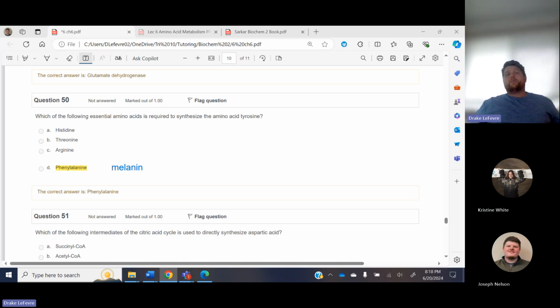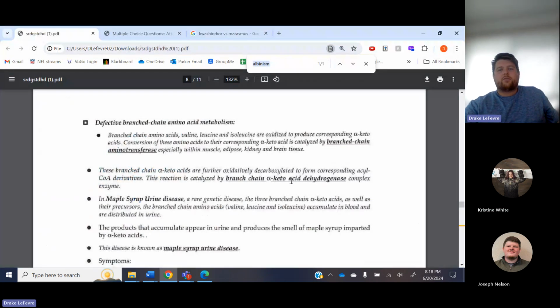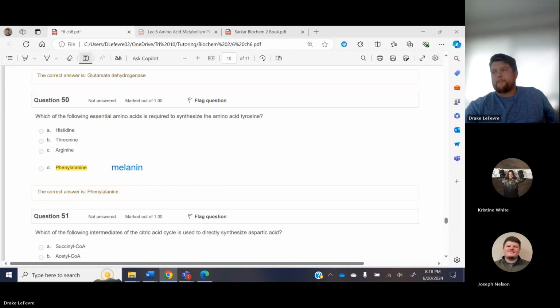Because remember, maple syrup disease. We get maple syrup from trees. Trees have branches. So that's branch chain amino acids. So we have a branch chain alpha keto acid dehydrogenase complex that is not working. And so you get maple syrup disease. You cannot break it down.